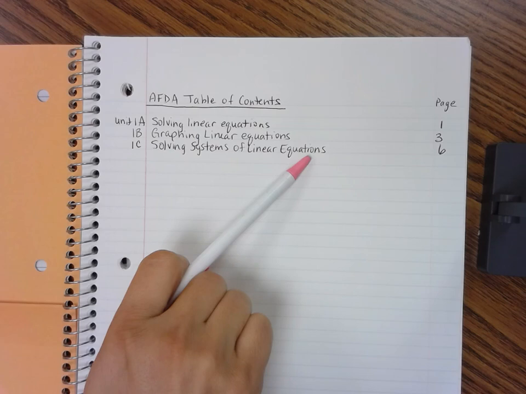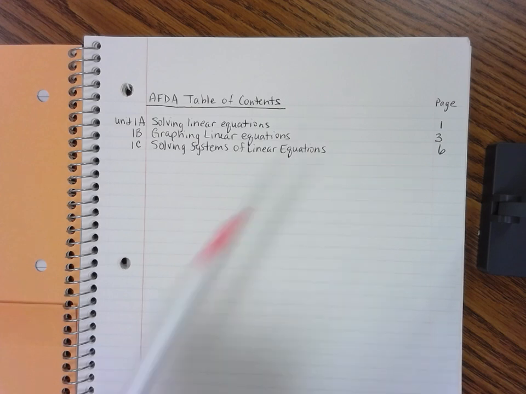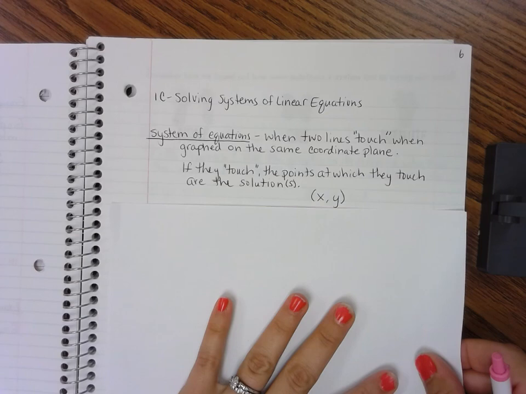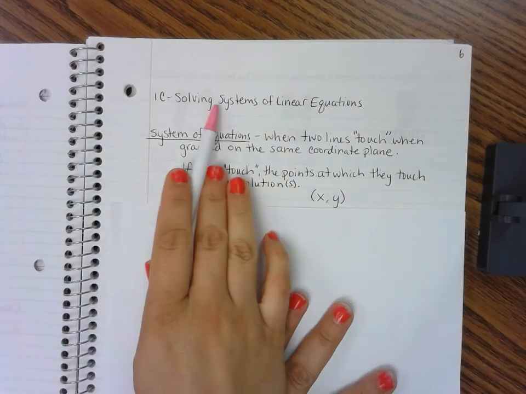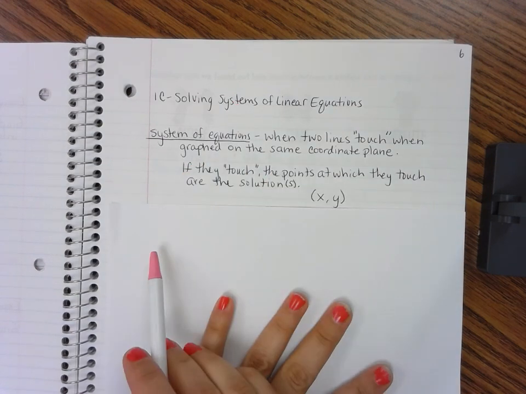Equations. Mine is going to start on page 6. On page 6, my title is Solving Systems of Linear Equations. We have one vocabulary word that we're going to learn today, and that is, what is a system of equations?